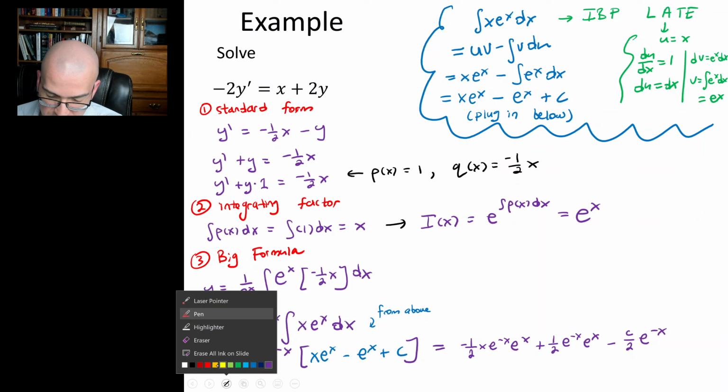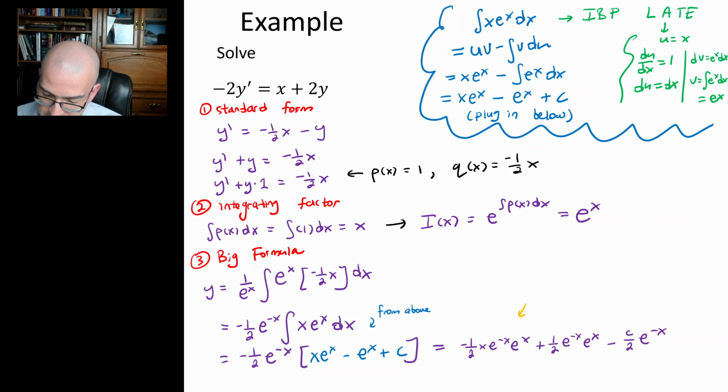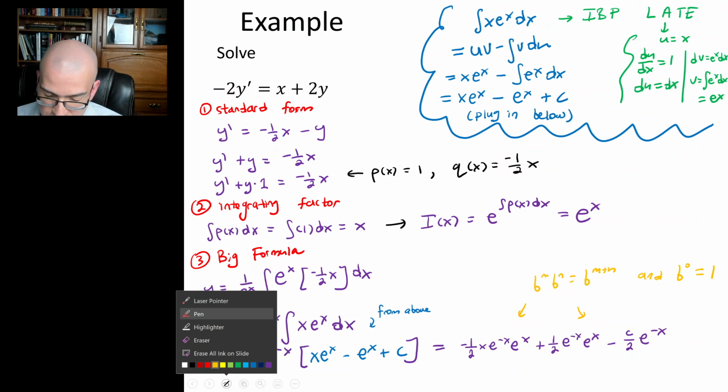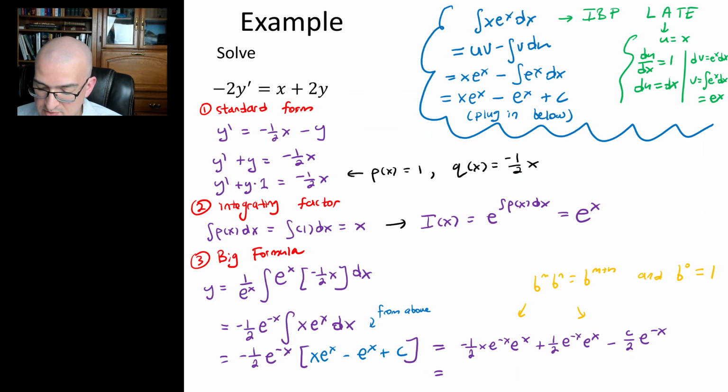And then there are two pieces there that we can simplify. b to the m times b to the n is b to the m plus n. And b to the 0 is equal to 1. If we use both of those properties at the same time, we get negative 1/2 x times e to the 0, so times 1, plus 1/2 times e to the 0, so times 1, minus c over 2 e to the negative x.